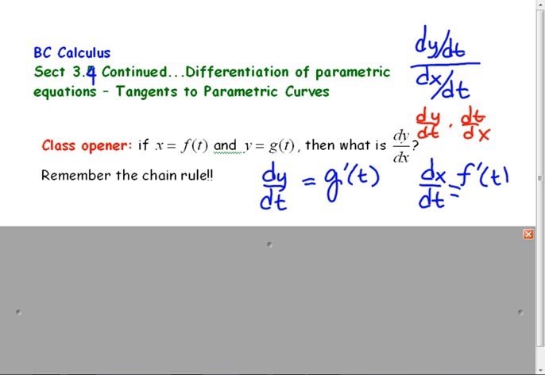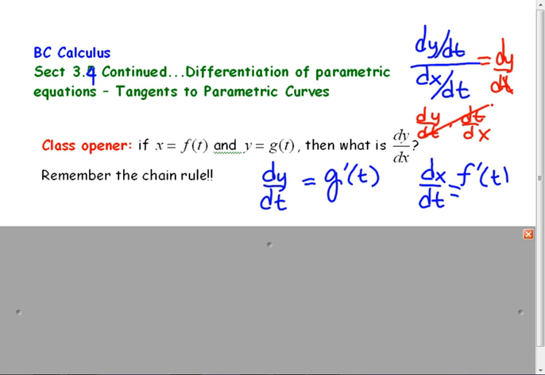And what happens to the dt's? They cancel. So I just take the derivative with respect to time, or t, on both those functions and divide them. You have to know this. This is a free response question on the BC exam every year. I haven't seen it where it hasn't been there.